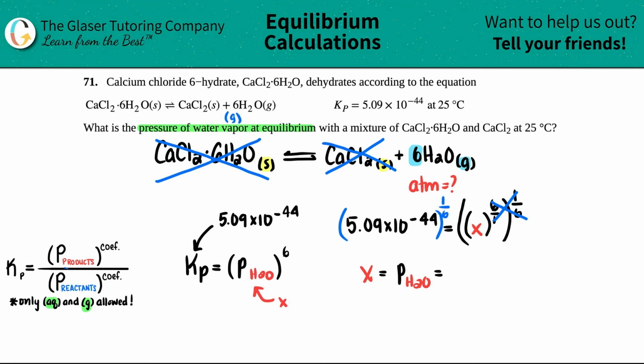So calculator out, 5.09 times 10 to the negative 44th. I'm going to raise the whole thing. I'm going to put in parentheses 1 divided by 6, just to make sure that the calculator understands what I'm doing. And I got 3 sig figs, so 6.09 times 10 to the negative 8th. And the unit, remember the only unit that's allowed for Kp for pressure is ATM. So this is the unit. The pressure of H2O vapor is 6.09 times 10 to the negative 8th ATM.